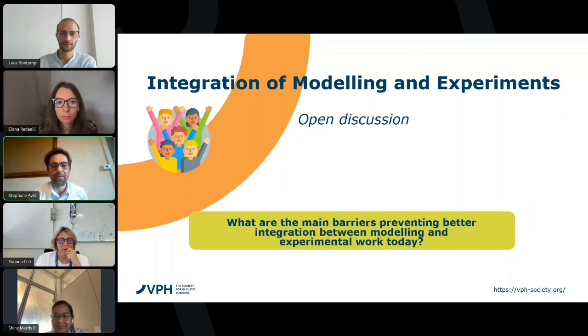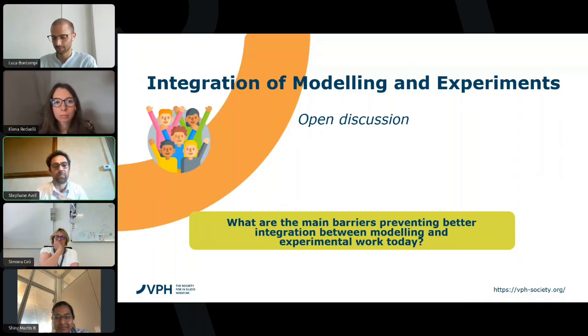Who should start? Okay, I'll start by saying, like what we already said, that we need more porosity between the communities of modelers and experimentalists. The barrier now is that they are too separated most of the time, in terms of journals, sometimes in terms of communities and conferences. It's good to have better exchange between the communities of modelers and experimentalists, I think.